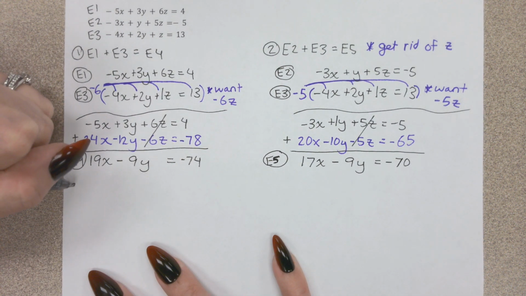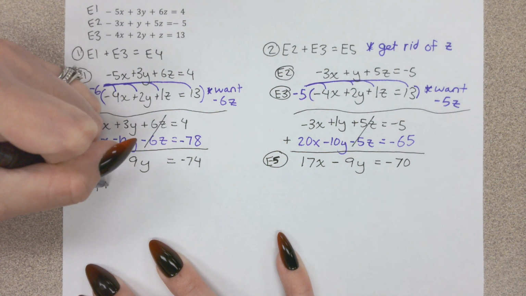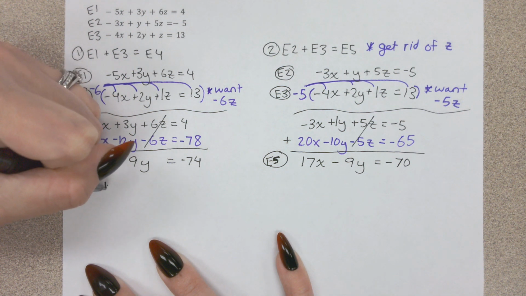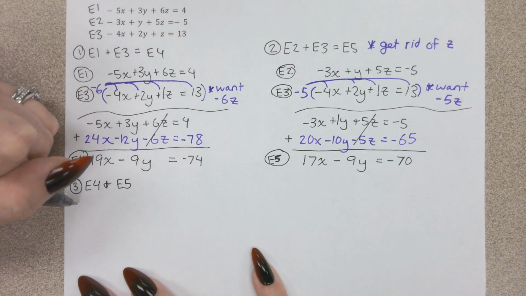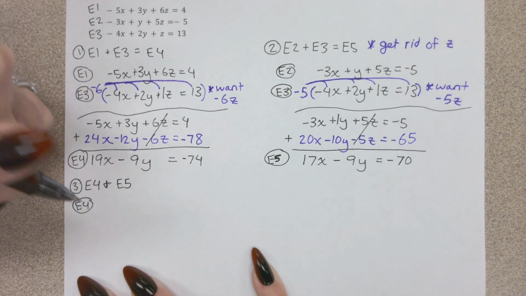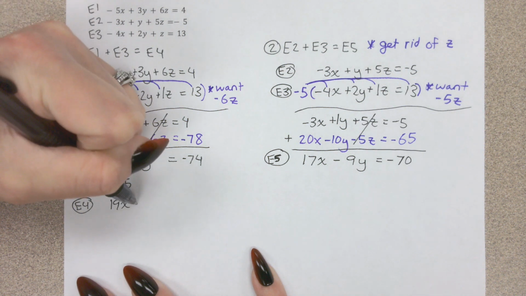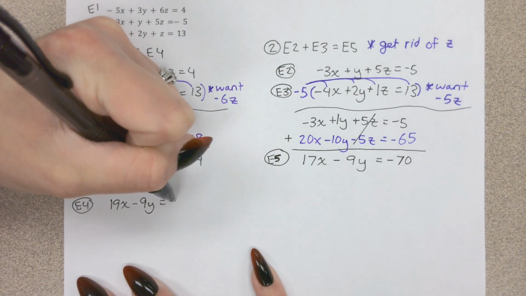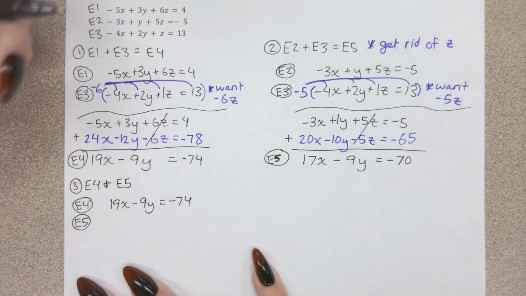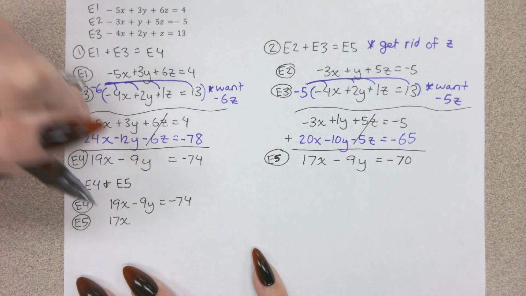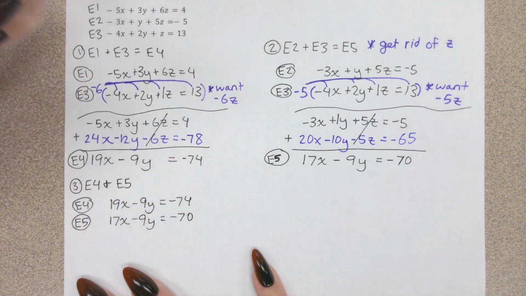Next step, step 3. We use E4 and E5, and we do elimination with those. E4, 19x minus 9y equals negative 74. E5, 17x minus 9y equals negative 70.